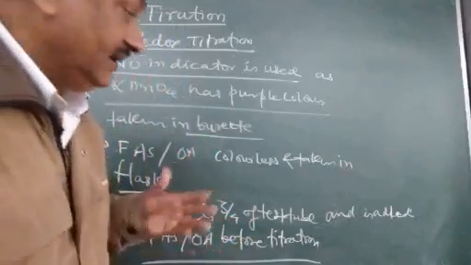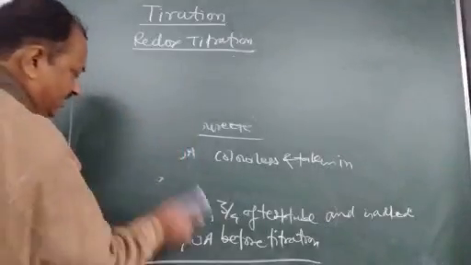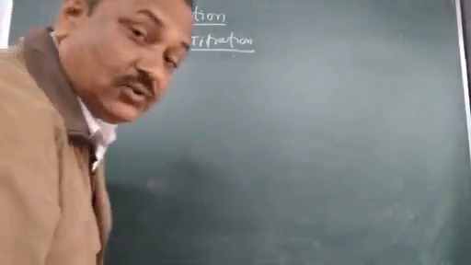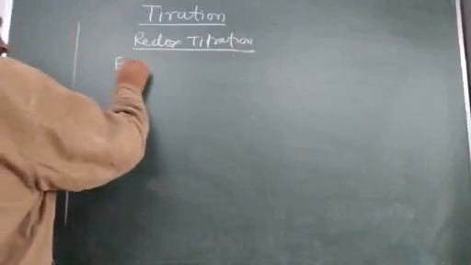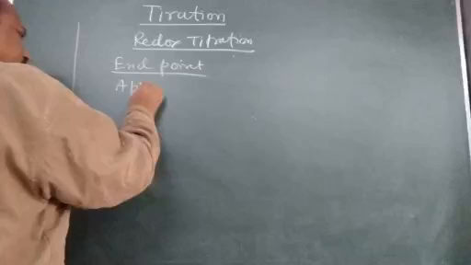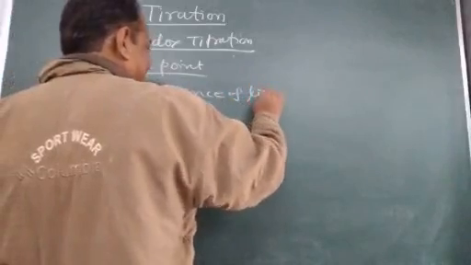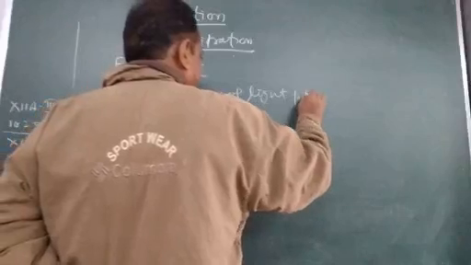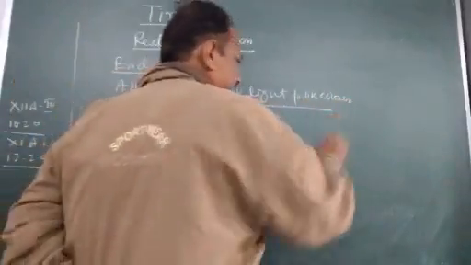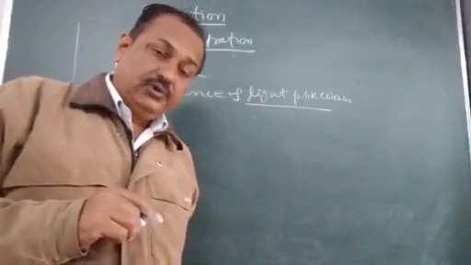And what happens as we keep on adding the KMnO4? KMnO4 has a purple color, and so the end point is the appearance of light pink color, just light pink color.